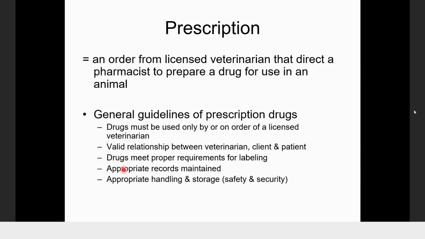Okay, so the drugs meet proper requirements for labeling. So what to write on the label, that's very important. And then appropriate records are maintained. So both sides have to maintain records. The person who prescribed and the person who's going to provide the drug to the client, he has to maintain records too. So appropriate handling and storage is equally important.